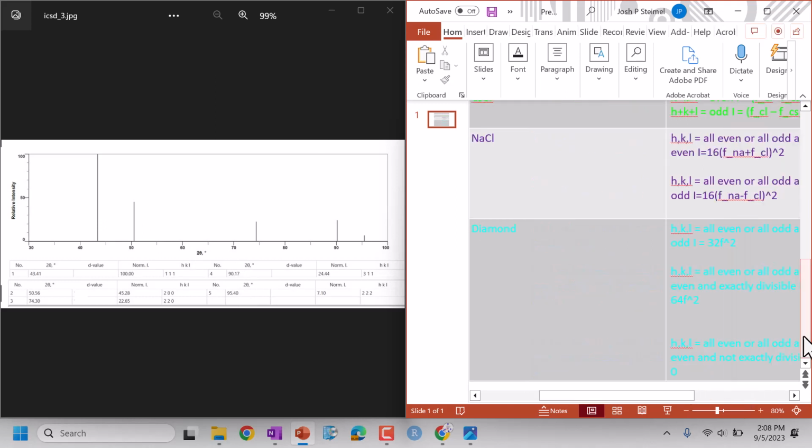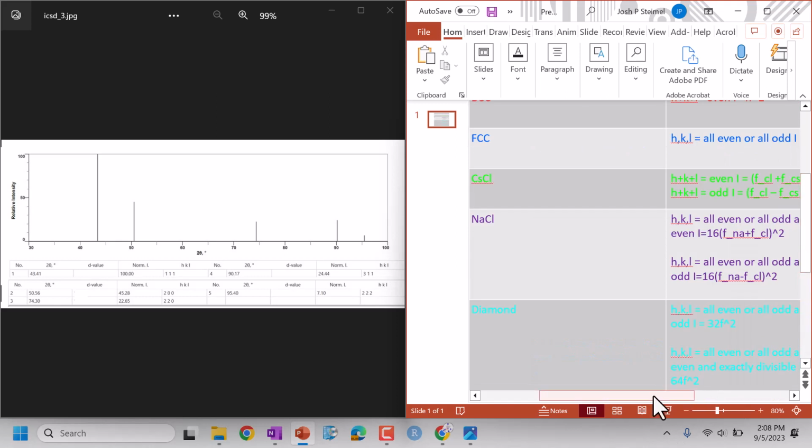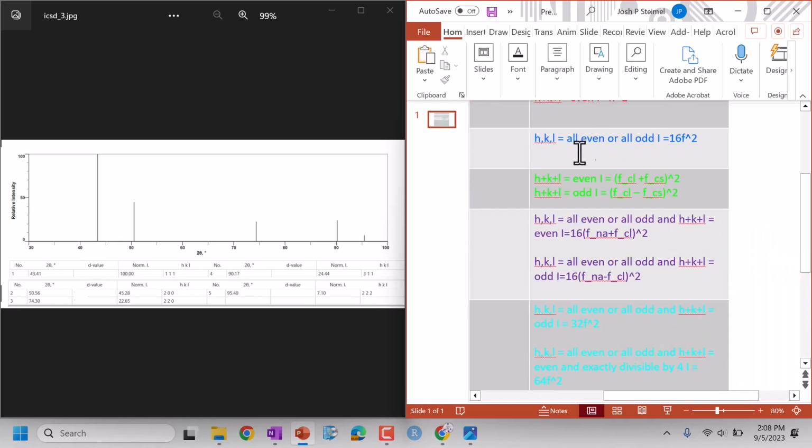Now, once you actually decide on, okay, well, clearly this material is FCC, now I need to calculate my lattice parameter and compare it to the materials that are FCC in this experiment, which, again, if we look on our slides, our FCC materials are either copper, aluminum, or platinum.